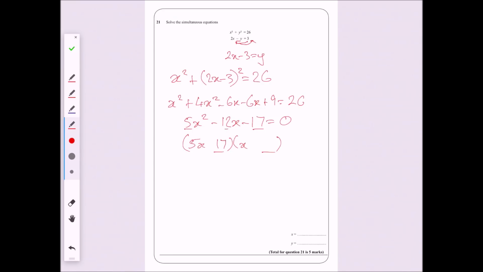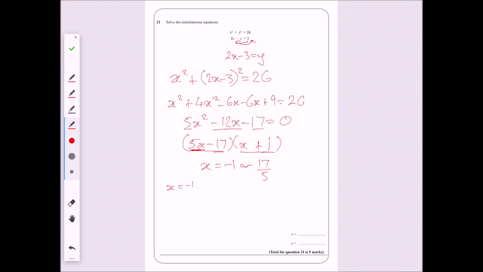So the 17 has got to go there, and the 1 has got to go there. And we want the 1 to be positive, because that gives us plus 5x's, and the 17 to be negative, because that gives us minus 17x's, which leaves us with a minus 12x's. So x is either going to be minus 1 by making this bracket equal to 0, or it's going to have to be 17 over 5, because 17 over 5 times 5, when you put it into this bit here, will give us just 17. That's how we make that bracket equal to 0.